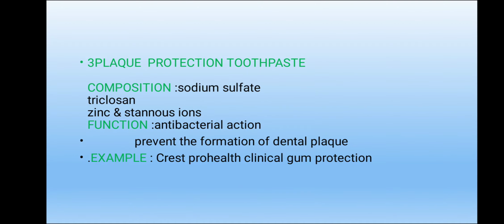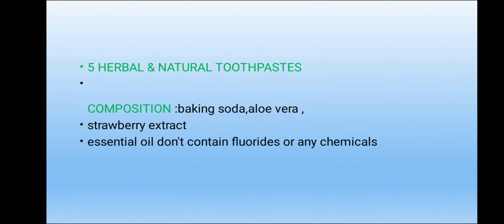Number 3, plaque protection toothpaste. This is the composition. Function: it has antibacterial action and it prevents the formation of dental plaque. For example, Crest Pro-Health Clinical Gum Protection. Herbal and natural toothpaste consists of baking soda, aloe vera, strawberry extracts, and essential oils, but does not contain fluorides or any of the chemicals.